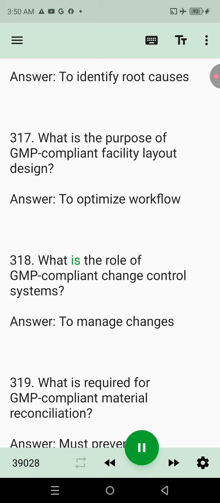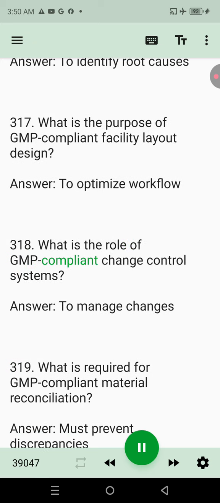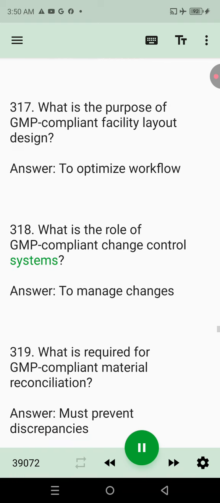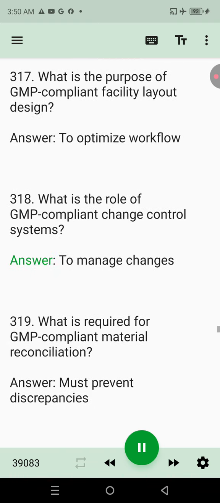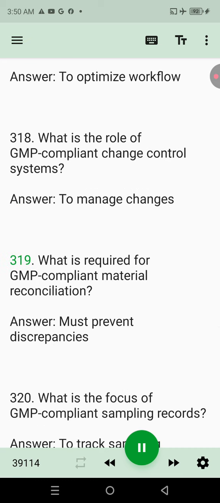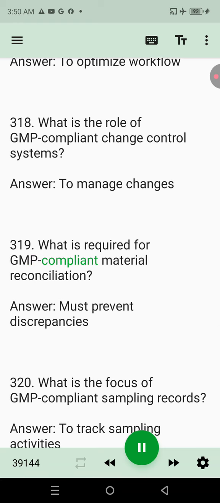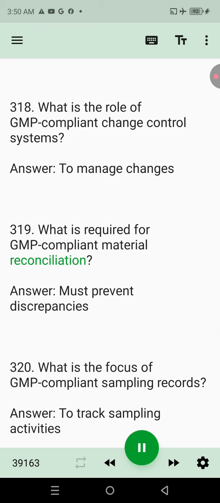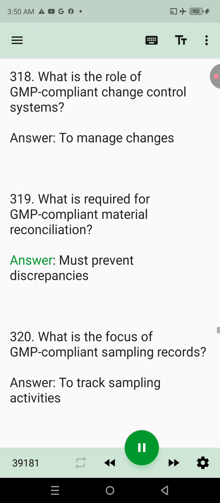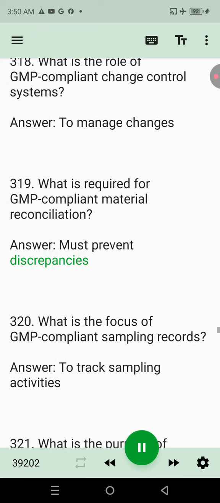318. What is the role of GMP-compliant change control systems? Answer: to manage changes. 319. What is required for GMP-compliant material reconciliation? Answer: must prevent discrepancies.